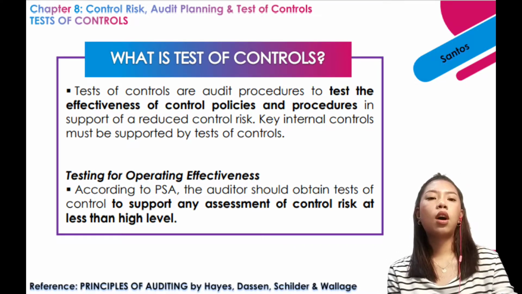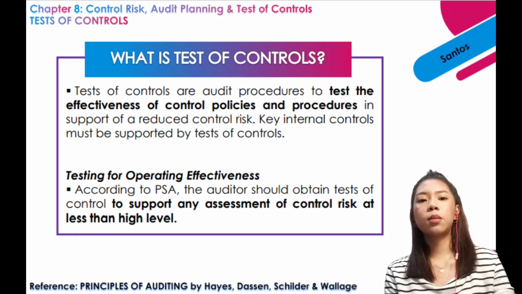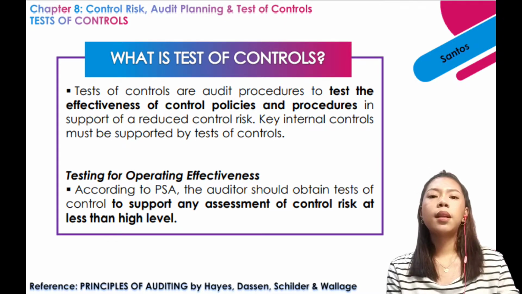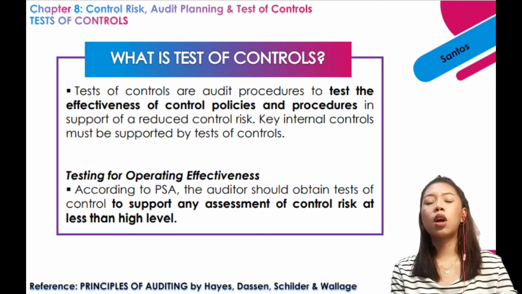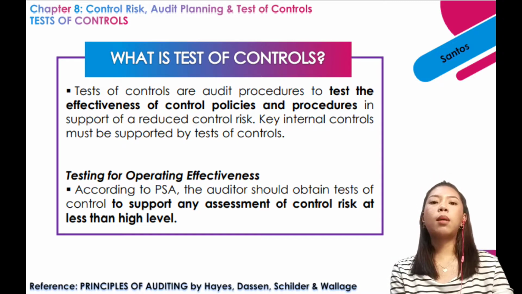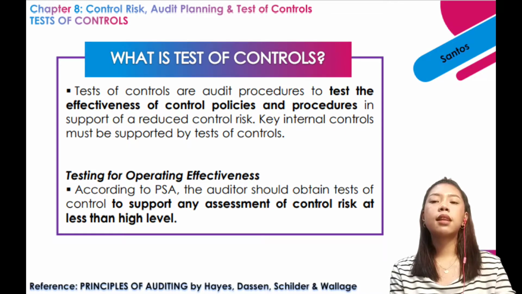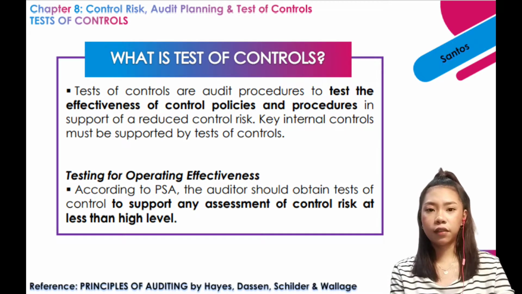According to PSA, the auditor should obtain test of control to support any assessment of control risk at less than high level. Sabi lang dito, kapag mataas daw yung level of control risk, ibig sabihin mahina yung internal control or no control at all. On the other hand naman, kung mababa yung control risk, ibig sabihin nagre-rely sa internal control because it is operating effectively.